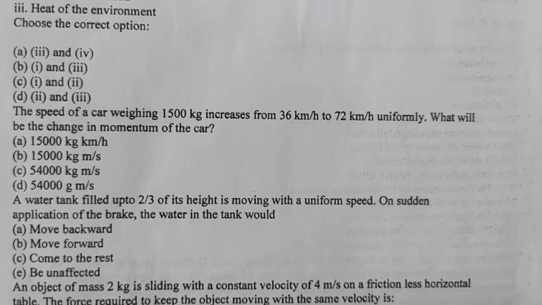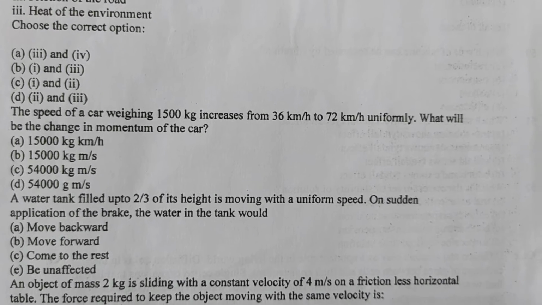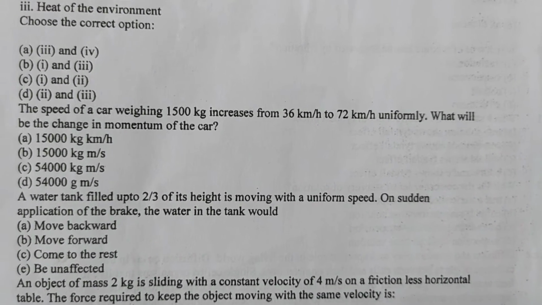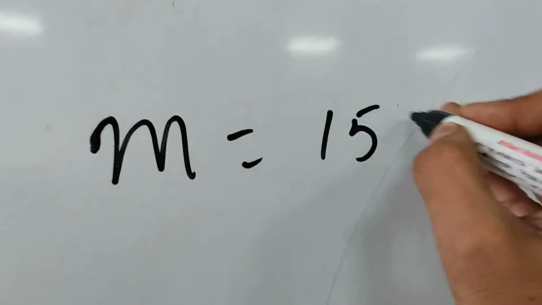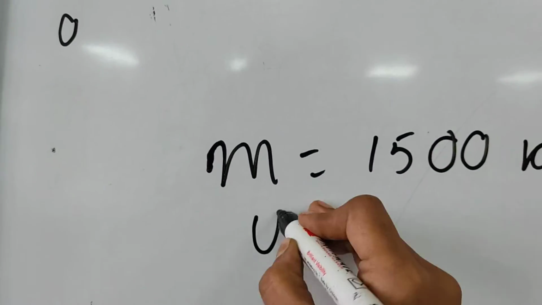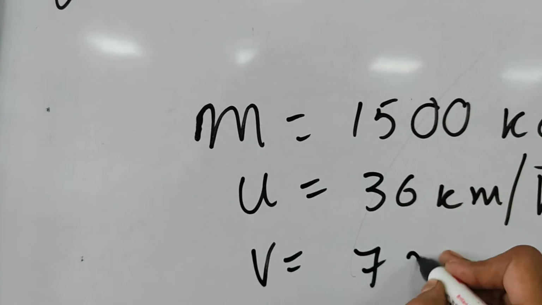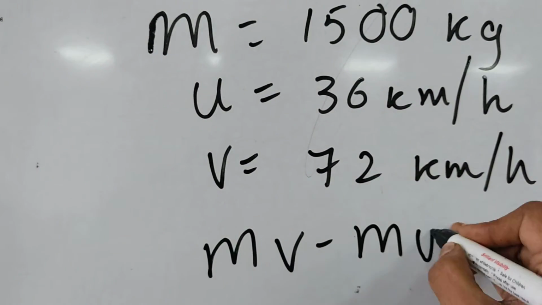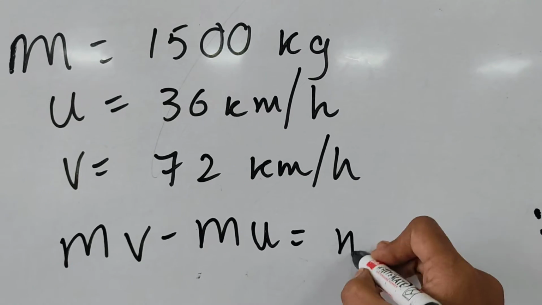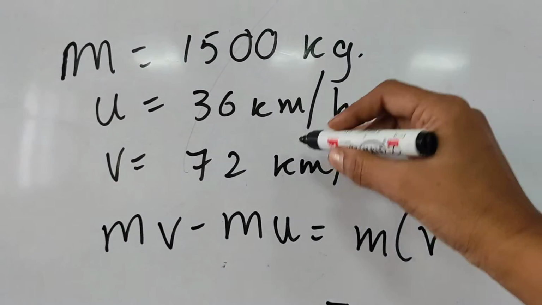But again, as I usually say, first look at if any conversion is required. First look at the units properly of the given physical quantities. So kilometer per hour, we have to convert it into meter per second. So let's write here, mass is 1500 kg, u is 36 kilometer per hour, v is 72 kilometer per hour. You have to find change in momentum, which will be equal to, you can take m out, m into v minus u.